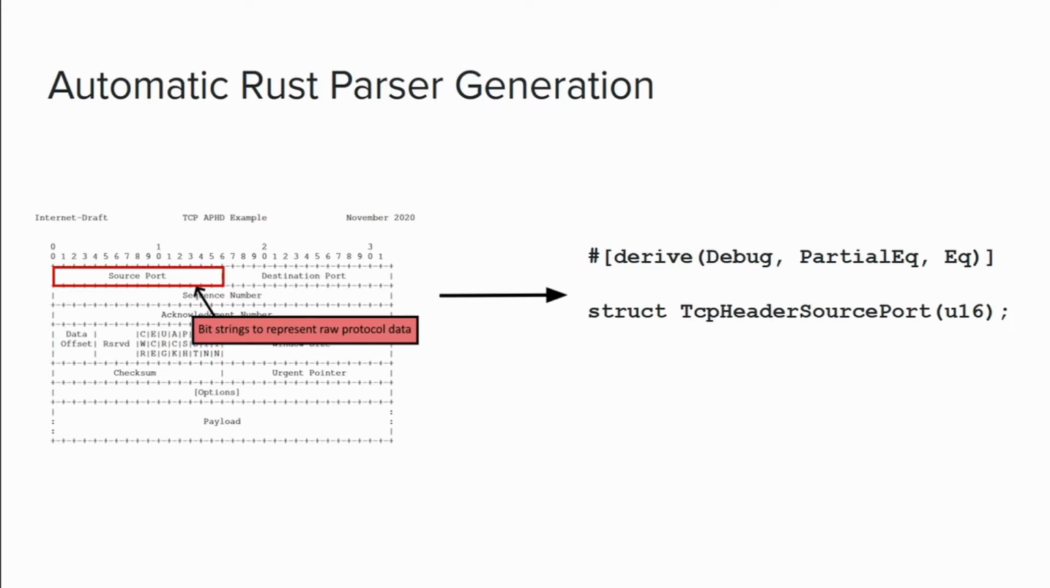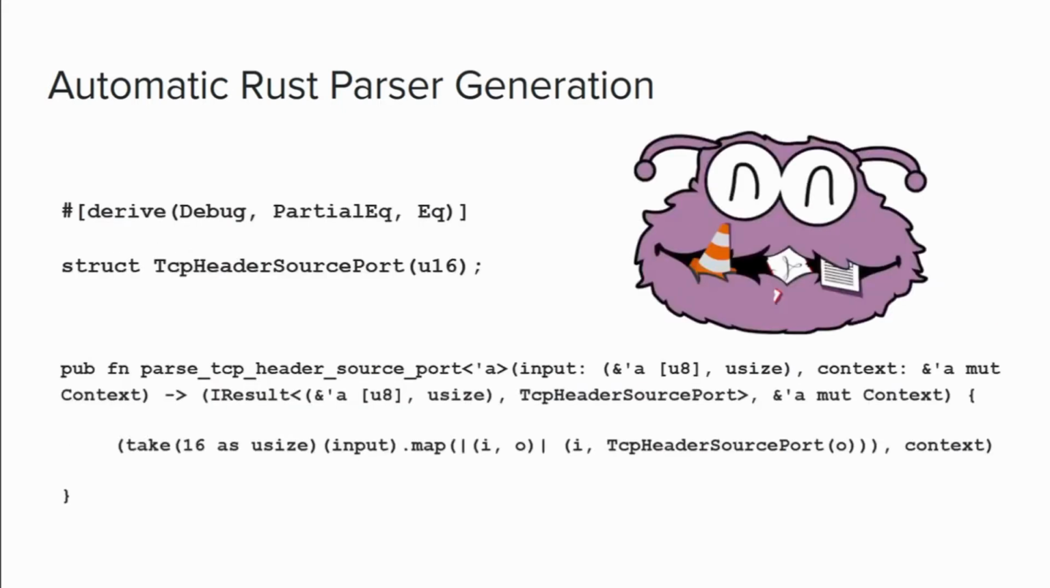We can automatically generate this custom Rust type as a wrapper around an unsigned 16-bit integer in our Rust output file pretty easily. Immediately after that, we can generate a nom-based parser for that type. So this is a little bit more difficult to generate. There's a lot going on here, so we'll highlight a few key details.